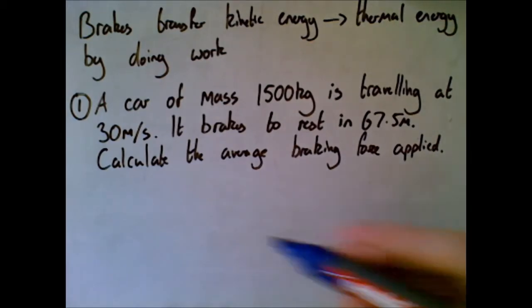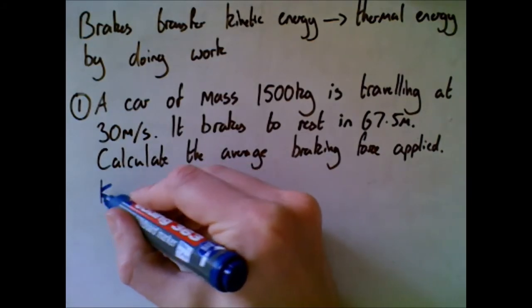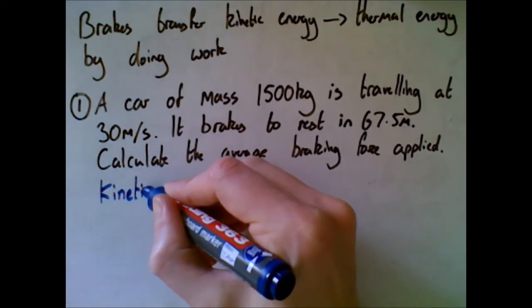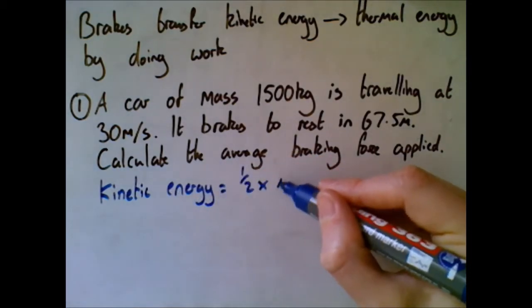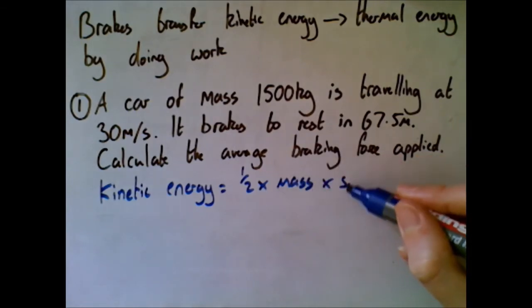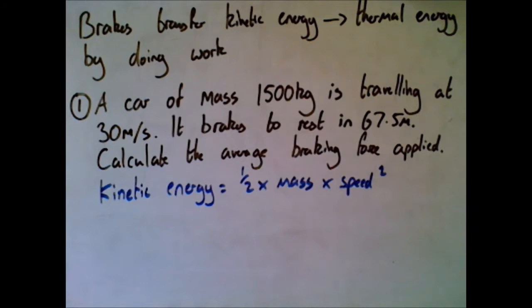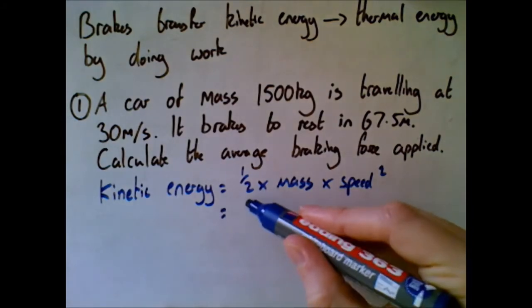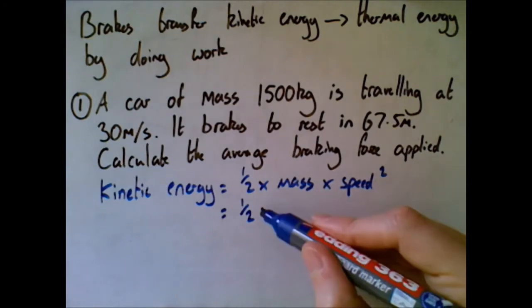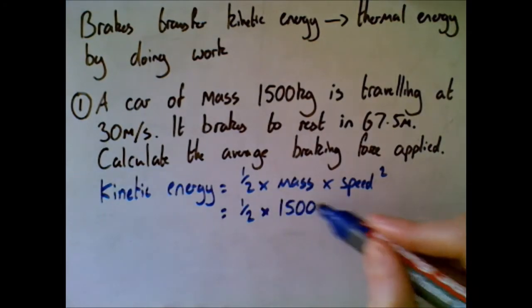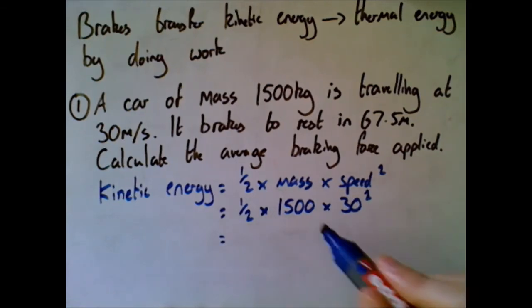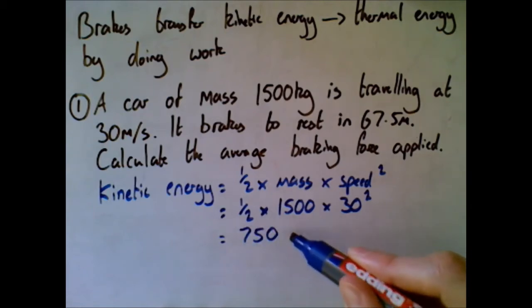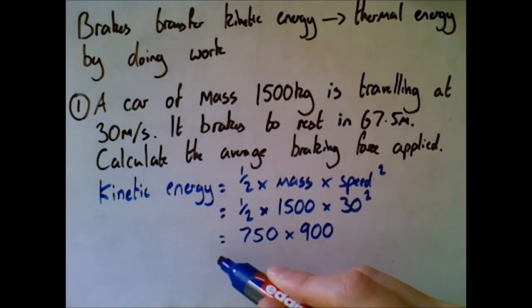So probably a start point here would be to work out the kinetic energy. Now, this is why knowing your equations is going to be so important, because you just have to keep coming back to them. So kinetic energy, half times mass times speed squared. Hopefully you can remember that one. If you can't, I recommend going back and watching the video. And so in this case, that's going to be half times 1,500 times 30 squared. So we'll simplify this then. Half times 1,500, that's 750, times 30 squared is 900. So we need 750 times 900.